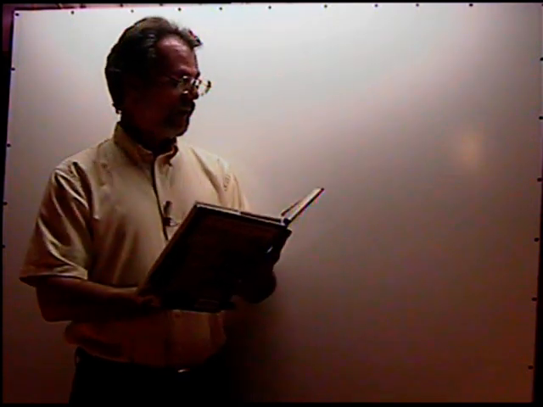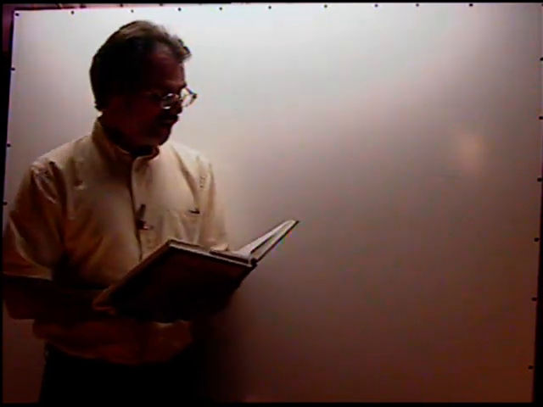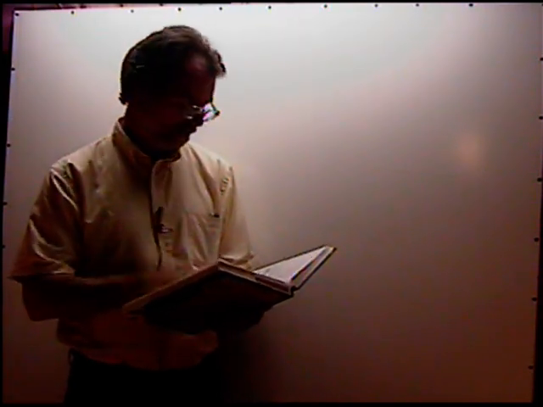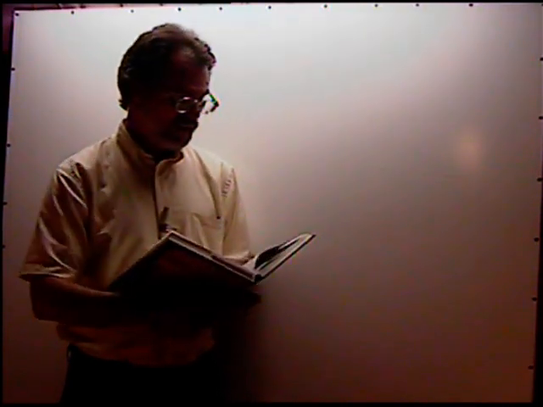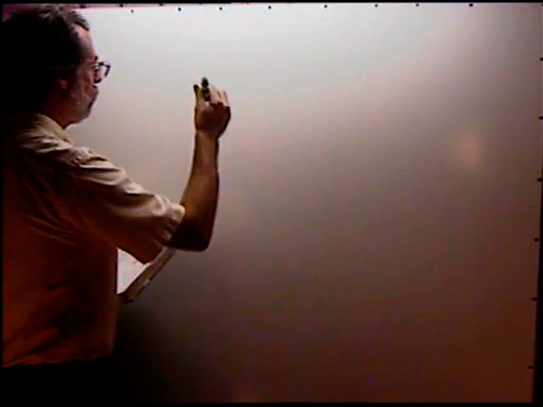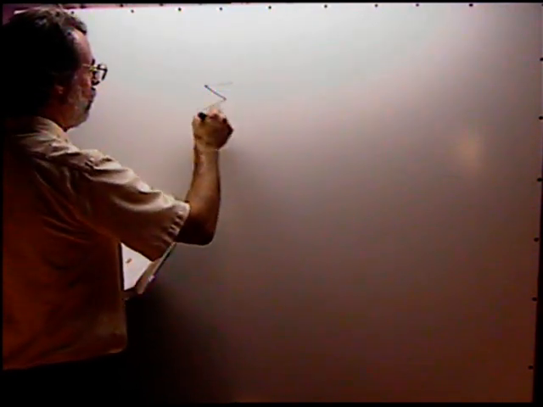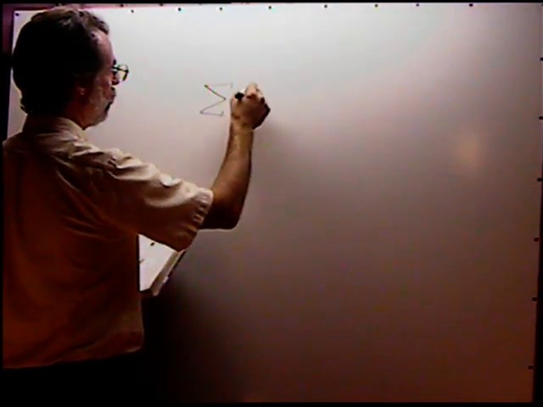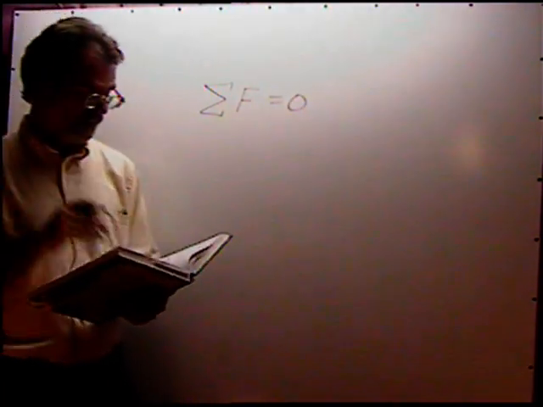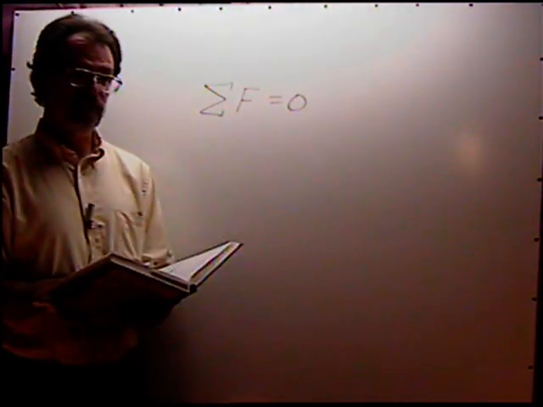Question number 1 on page 214. What is a requirement for an object to be in translational equilibrium? In translational equilibrium, the only requirement is that the sum of the forces acting on an object equals 0 to be in translational equilibrium.